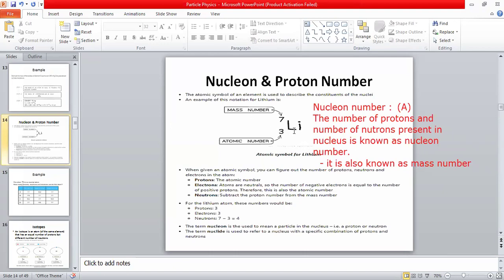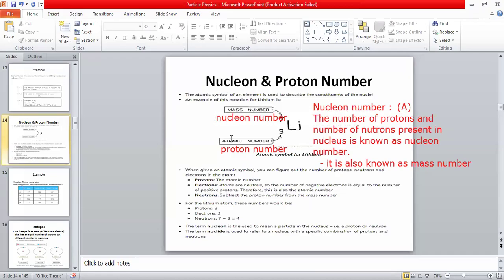So this is the symbol of lithium, and there are two numbers written. At the top there is 7, at the bottom there is 3. So 3 is representing the atomic number. Atomic number, आप इसको call out कर सकते हो, you can also call it the proton number. And the above one, 7, is representing the mass number, or it is also known as the nucleon number.